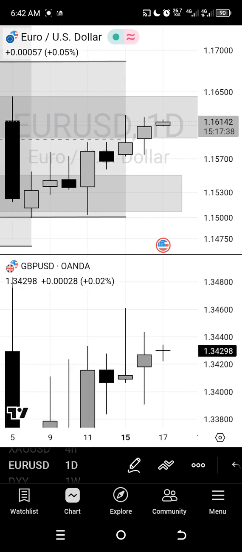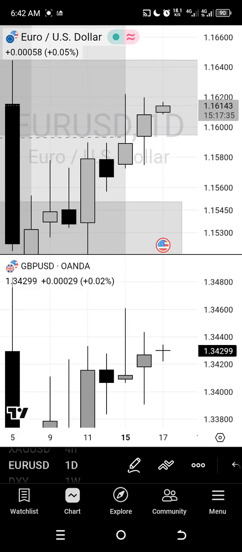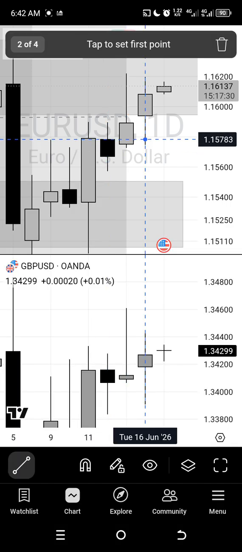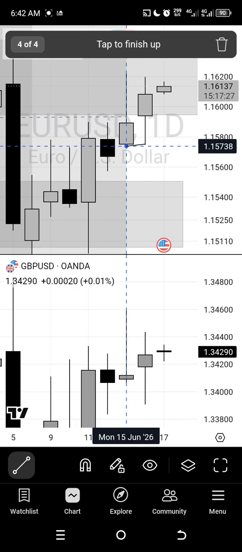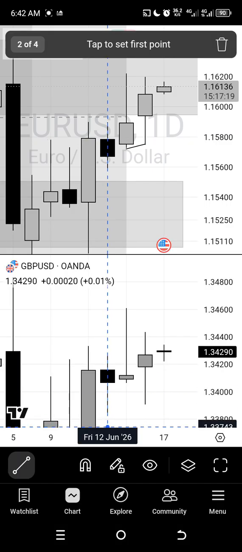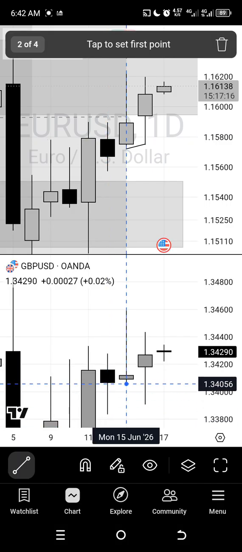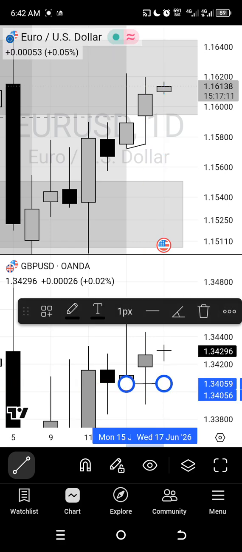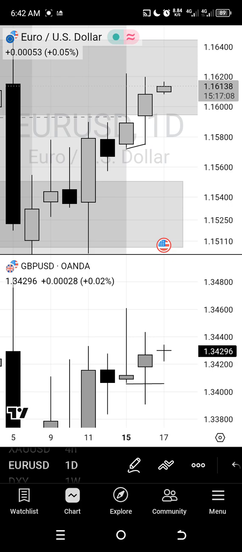Okay, we have an SMT with GU. Here's why we have an SMT: looking at the second candle here on EU, it didn't sweep the previous candle, while on GU the second candle did sweep the previous candle low. So that's the SMT. That is the best way, and that will always be the best way to make your analysis and analyze SMTs based on candlesticks.